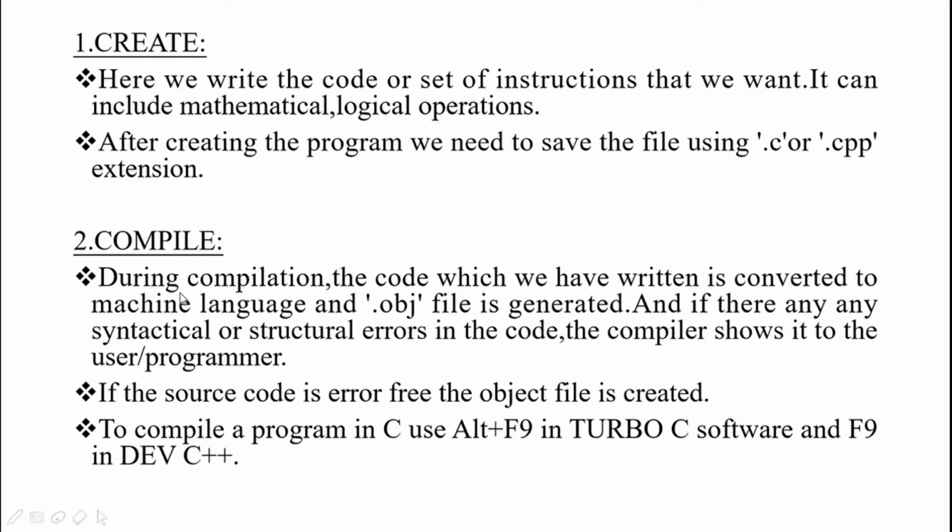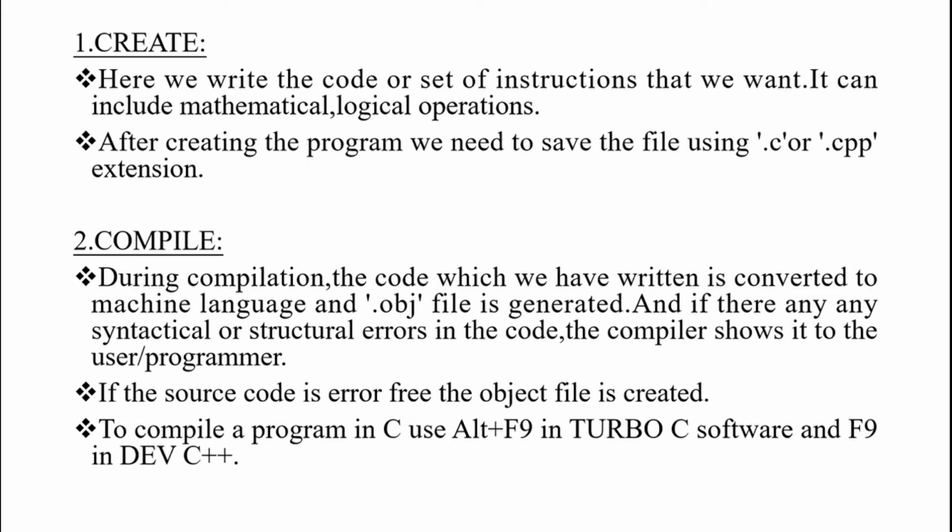During compilation, the code which we have written is converted into machine language and a .obj file is generated. If there are any syntactical or structural errors in the code, the compiler shows them to the programmer. Why do we actually compile a C program? As I said, the programming languages which we write are high level, and these high level languages are not understandable to the computer. So during compilation, these high level languages are converted to computer language.